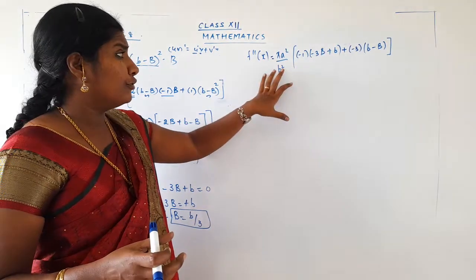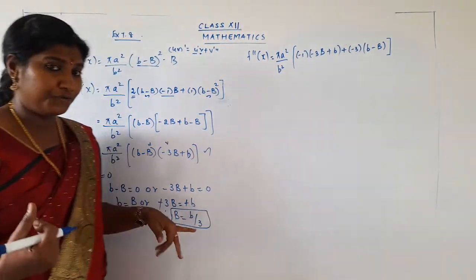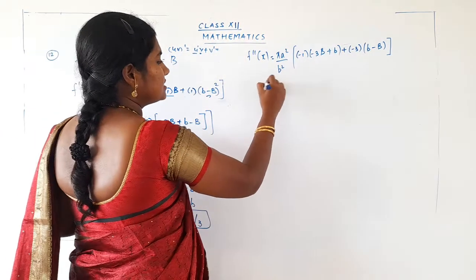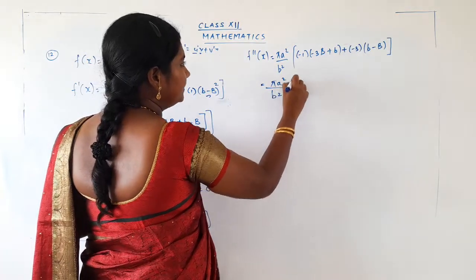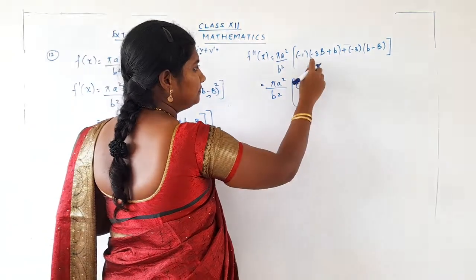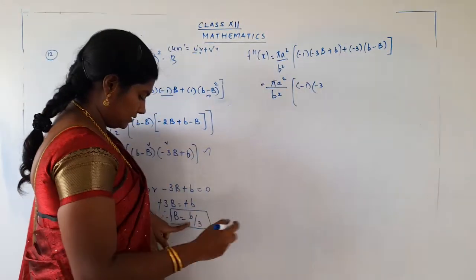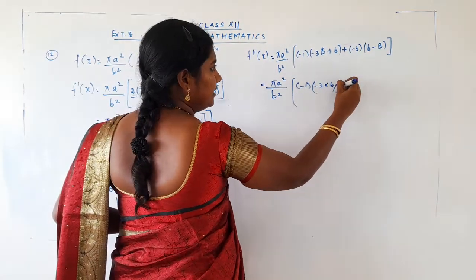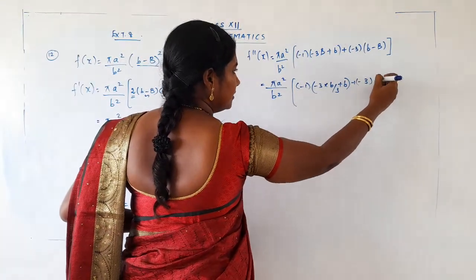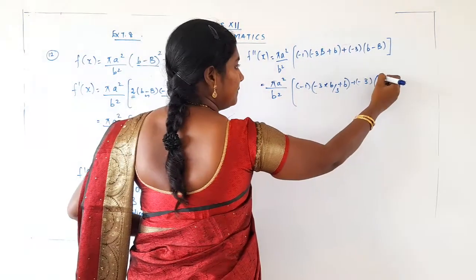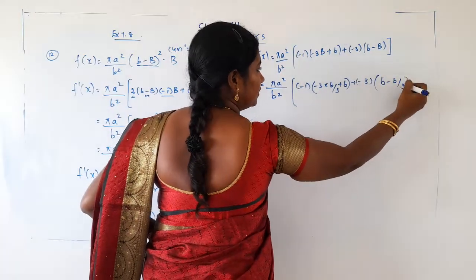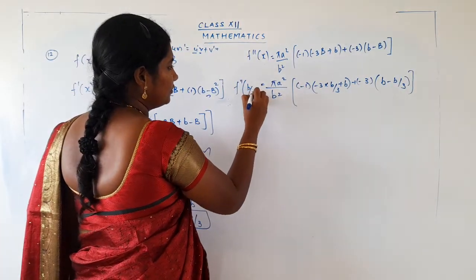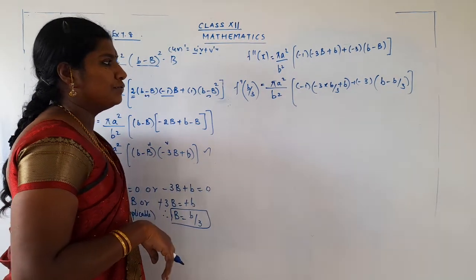So what I am going to do is I am going to substitute the value for b that we have found. We have found the value for b as b upon 3. So we are just going to substitute over here. So I get this is equal to pi a square upon b square minus 1 minus 3. In place of b you have to put small b upon 3. So I get b upon 3 plus b plus minus 3b minus b upon 3. Okay, so I have just substituted the value for b upon 3. In place of capital B I am just going to put it as b by 3.